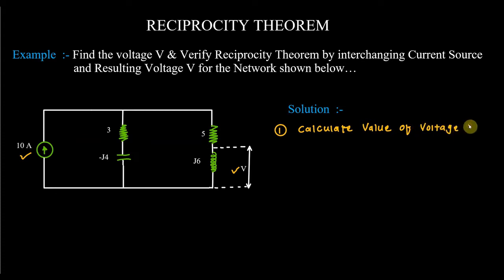In this given diagram, the voltage V is given across this inductor. They have asked us to find the voltage across this inductor, whose value is J6. To calculate that, I will use one law. That law is called the current division rule.